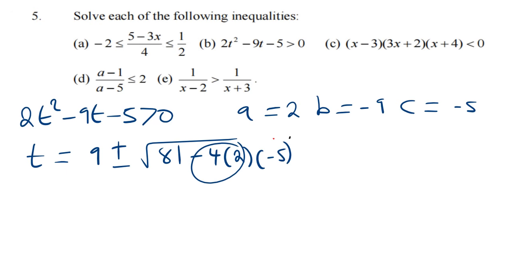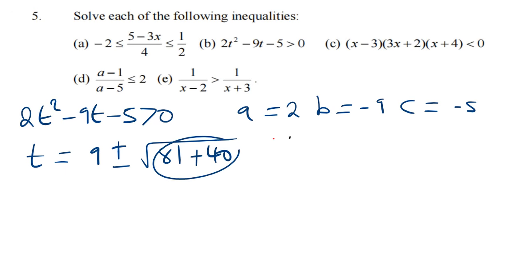4 multiplied by 2, that is 8. 8 multiplied by 5, that is 40. Then we have negatives there, so we're just going to have a positive 40. 81 plus 40, that is 121. The square root of 121 is 11.